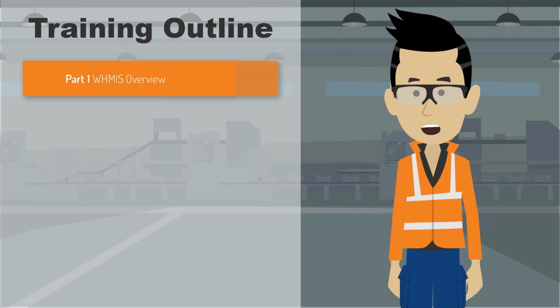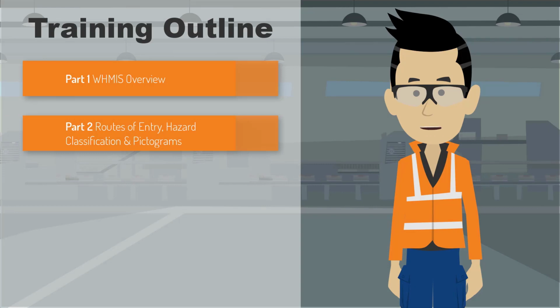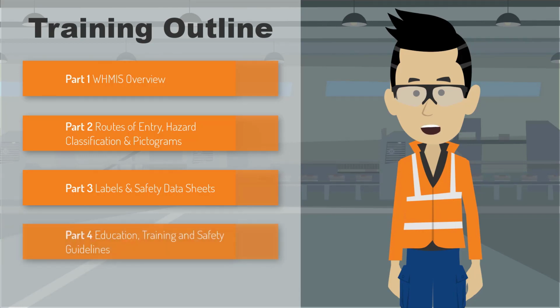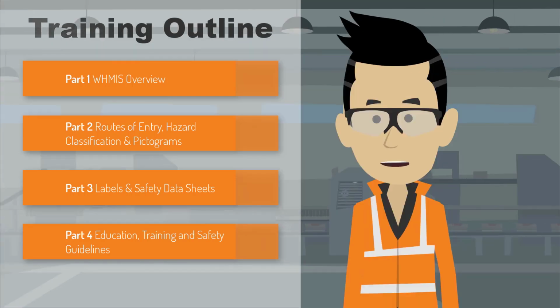Part 2 covers how chemicals can enter our bodies, as well as hazard classification, WHMIS 1988 symbols, and the new WHMIS 2015 pictograms. In Part 3, we'll cover supplier labels, workplace labels, and WHMIS 2015 safety data sheets. Finally, in Part 4, you'll learn about education and training requirements, safeguarding control methods, and safety guidelines. Okay, let's get started.